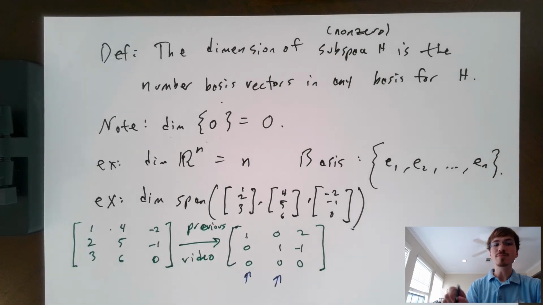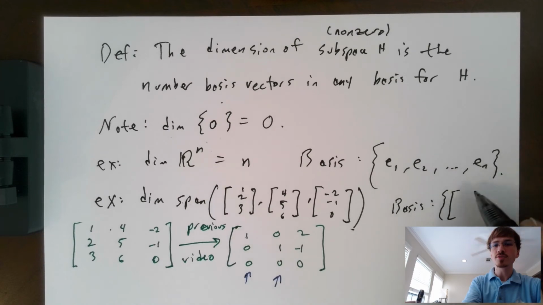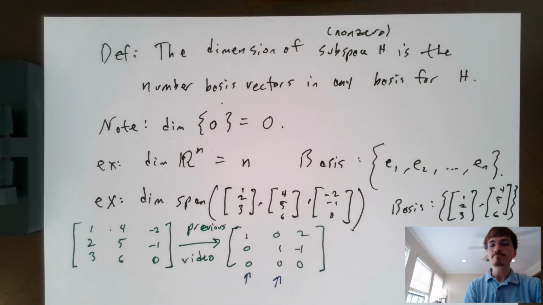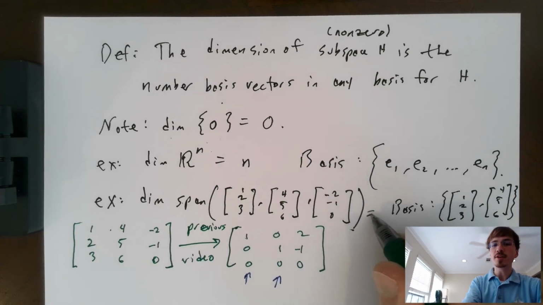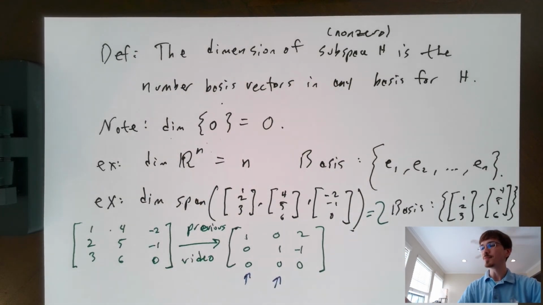What is therefore a basis for this subspace, the span of these three vectors? A basis for this subspace is just the set of the first two column vectors, right? So (1, 2, 3), (4, 5, 6). So this is a basis, and how many elements are in this basis? There are just 2. So we know, therefore, that the dimension of this subspace is 2. Good.